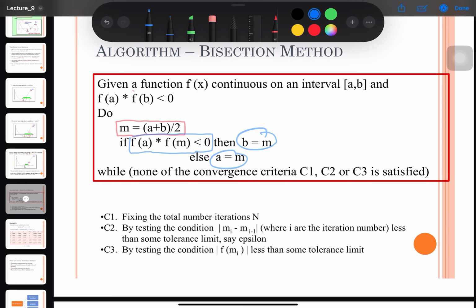Actually, this FA times FM, when it is less than 0, means it is a negative answer. So when it is negative, B equals to M. But when it is more than 0, it is a positive answer. So your answer is A equals to M.